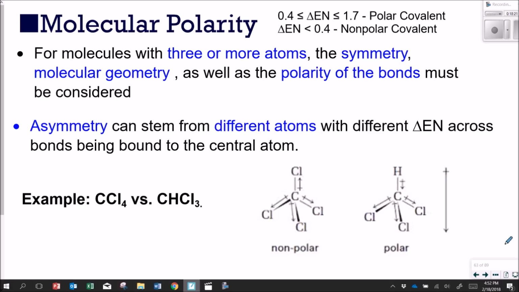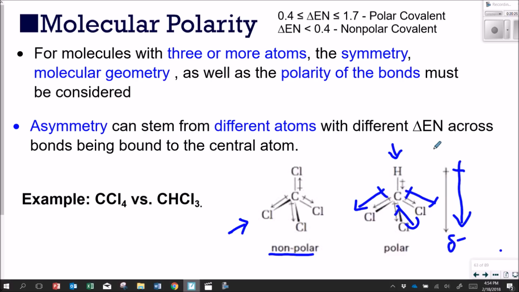Now let's see how asymmetry can affect the molecular polarity. Asymmetry can stem from different atoms having differences in electronegativity across bonds bound to the central atom. So we've looked at carbon tetrachloride being completely symmetrical and therefore nonpolar. But if we replace one of the chlorine atoms with a hydrogen atom, now we have 3 extremely polar bonds between carbon and chlorine. And we have a nonpolar bond between hydrogen and carbon. So what we end up having is a dipole moment that makes this chlorine side of the molecule more negative than the hydrogen side of the molecule. So we end up with a polar molecule because of this asymmetry.